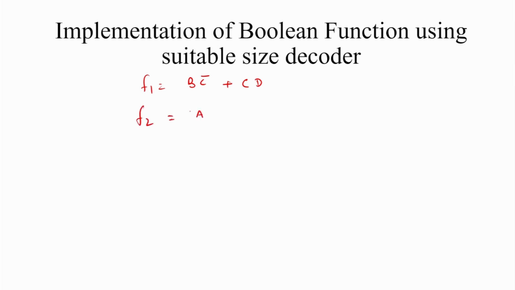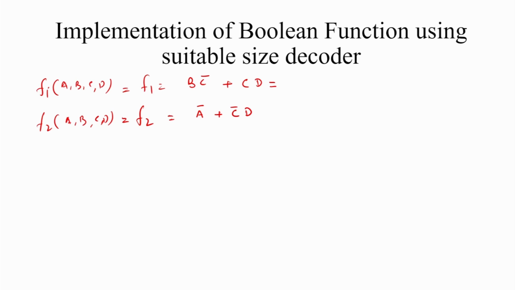And F2 is written as A' + C'D. First we write the canonical SOP, or standard SOP form, of function F1 as well as function F2. By default, 4 variables are involved here. This is a 4 variable Boolean function, and in the second one we consider that B is also involved, so this is also a 4 variable Boolean function. So we can write F1(A, B, C, D) and F2(A, B, C, D).